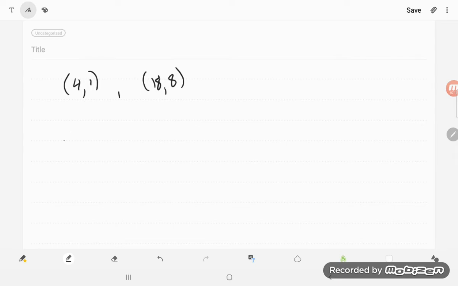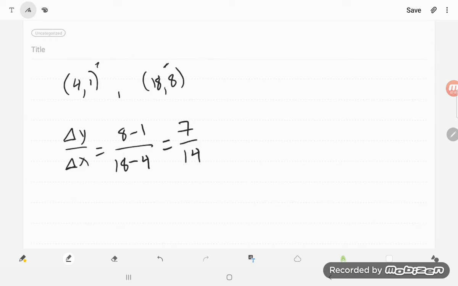Well, slope, again, is my change in y over change in x. So I think I'll take this point and subtract that point. So 8 minus 1 over 18 minus 4. That is 7 over 14. So I could use 7 over 14. That would be fine. Or I could use a half, because 7 over 14 is a half.